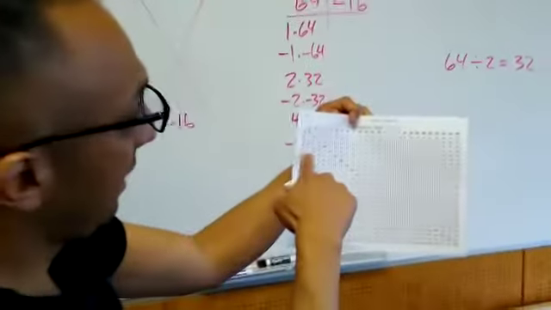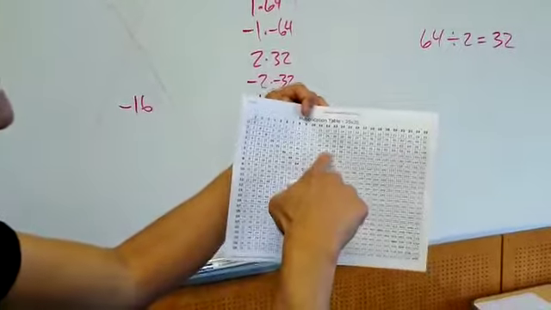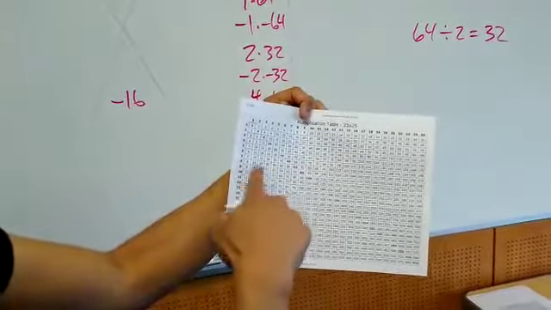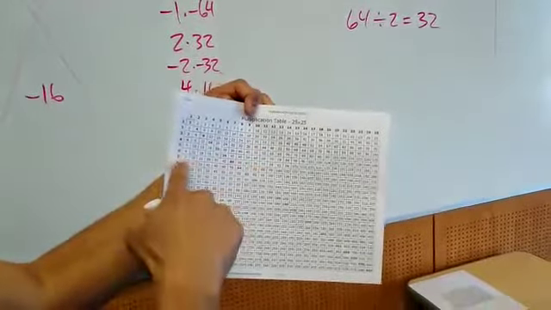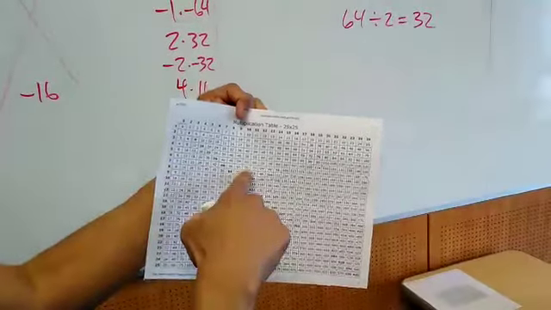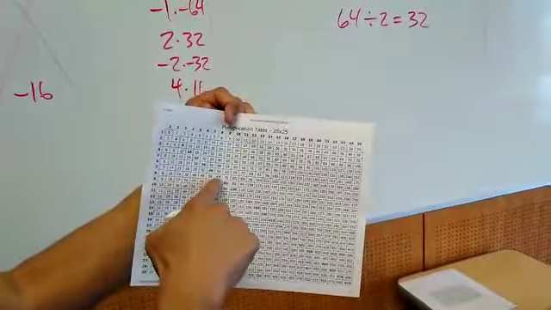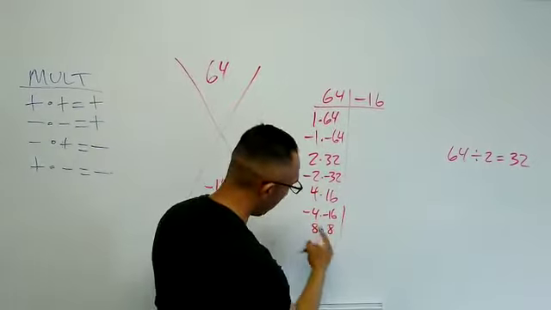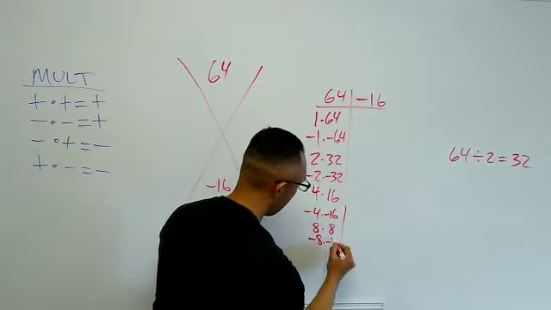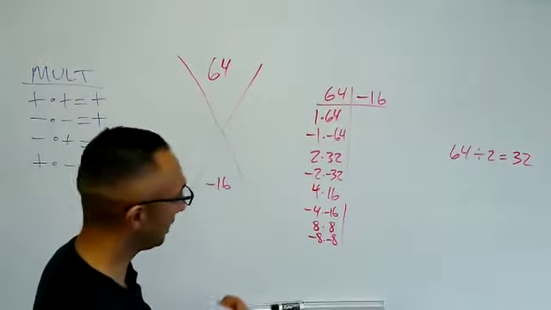Go to 5, and notice it's 60, 65. Nope, 5 doesn't go in there. How about 6? Nope. 7? Nope. 8? Yep, there it is. 8 times 8. So I go ahead and write 8 times 8. Again, following the same pattern, negative 8 times negative 8 as well gives me a positive 64.